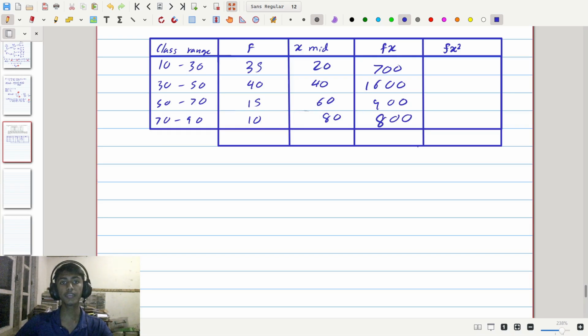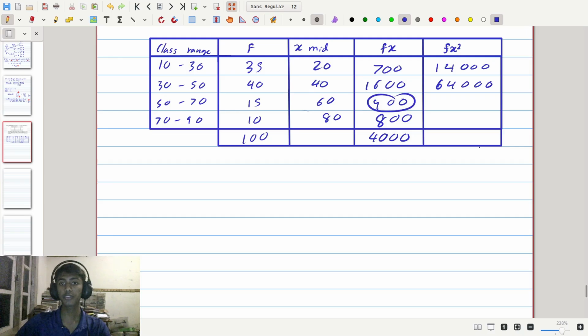If we add these together, we can see for this column, we have 35 plus 40 plus 15 plus 10, which is going to be 100. If we add these together, we have 700 plus 1600, which is going to be 2300, plus 900, which is going to be 3200, plus 800, which is going to be 4000. So you have 4000 total. Now for fx squared, to get fx squared, we can multiply fx by x mid. In doing so, we can see 20 times 700 is going to become 14,000. 1600 times 40 is going to become 64,000.